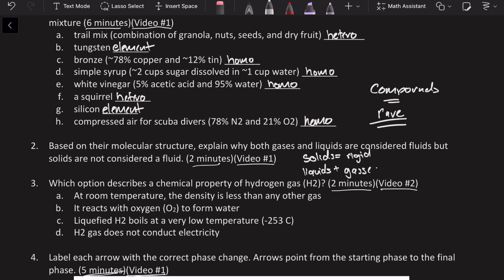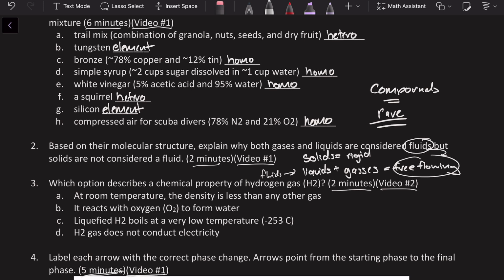So in this case, I would write something along the lines that solids have a rigid structure. This prevents molecules from flowing and moving easily, while on the other hand, liquids and gases take the shape of the container, and as such, molecules can flow past each other much more easily. This allows gases and liquids to be fluids. That should give you a pretty in-depth answer, and the professor will like one of these answers.